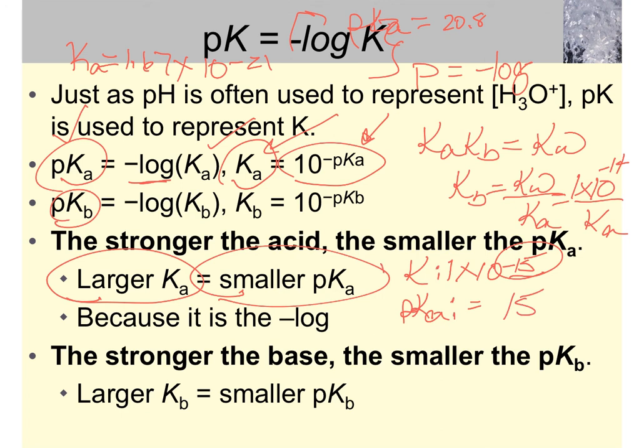Okay, so for a very small K, that means if something isn't very acidic, it's going to have a high value for pKa. And if you have a large K, let's go the other direction, 1 times 10 to the 15, the pKa would be minus 15. So if you have a really large K, you're going to have a very small pK. Same thing with pH.